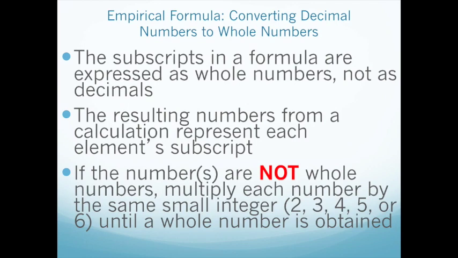It's important to remember that subscripts in a formula are always whole numbers, never decimals. So the numbers that result from this calculation become the subscripts of the element. If you end up with numbers that are not whole numbers, you have to multiply the whole molecule by a small integer until you obtain a whole number. So small integers are 2, 3, 4, 5, or 6.